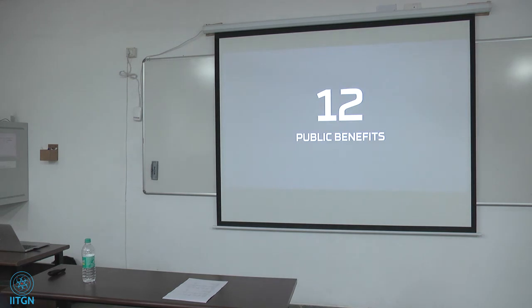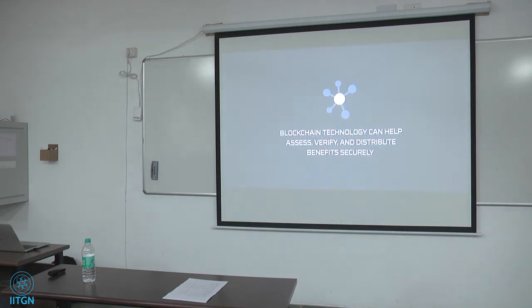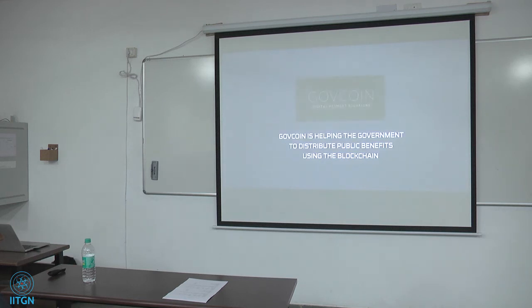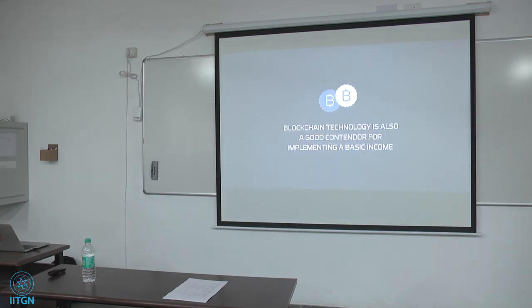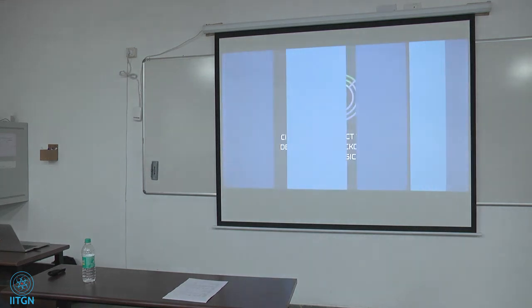Number 12. Public benefits. The public benefits system is another sector that suffers from slowness and bureaucracy. Blockchain technology can help assess, verify, and distribute welfare or unemployment benefits in a much more streamlined and secure way. GovCoin is a UK-based company that is helping the government to distribute public benefits using blockchain technology. The blockchain is also a good contender for implementing a basic income. Circles is a project working on developing a blockchain-based technology for implementing a universal basic income.